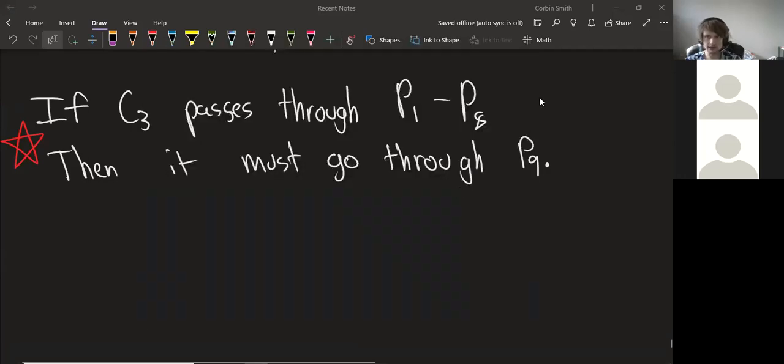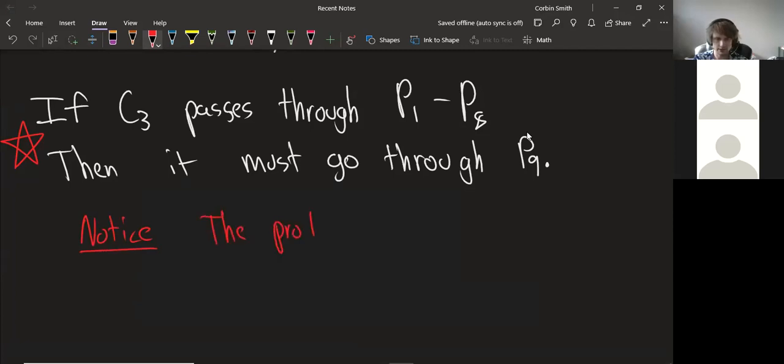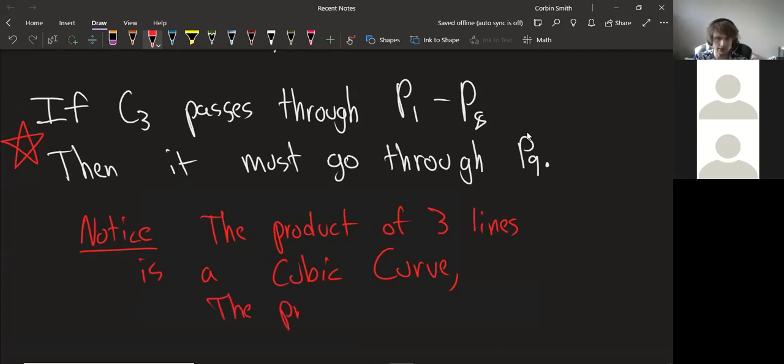All right, first thing I should say is to notice the product of three lines is technically a cubic curve. And the product of a line and a conic is a cubic curve.